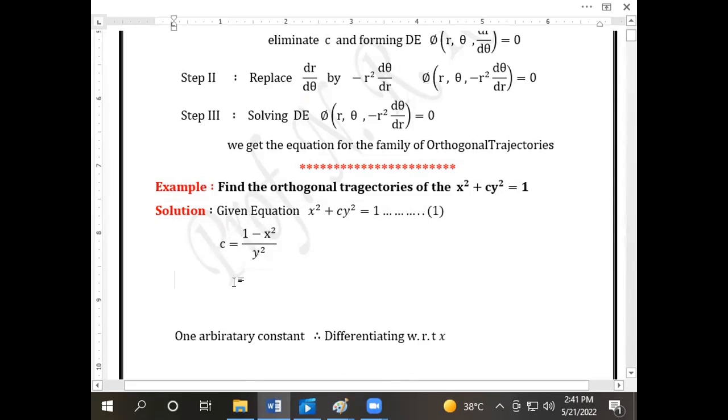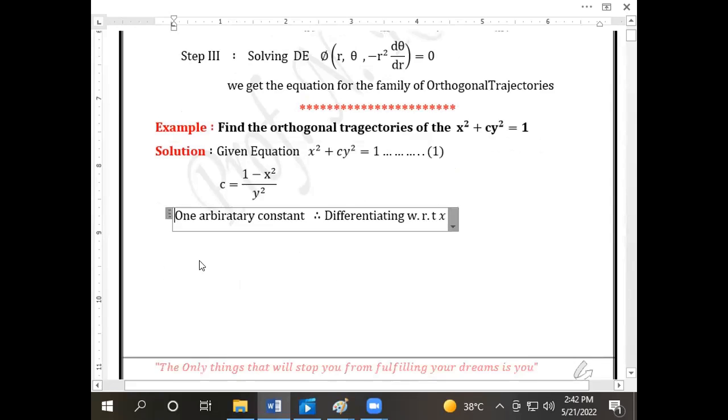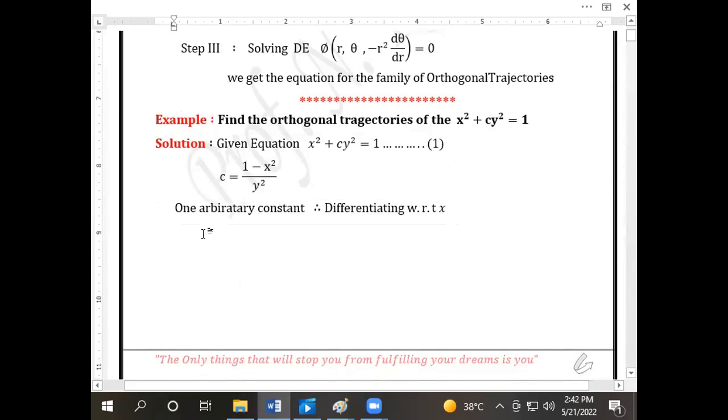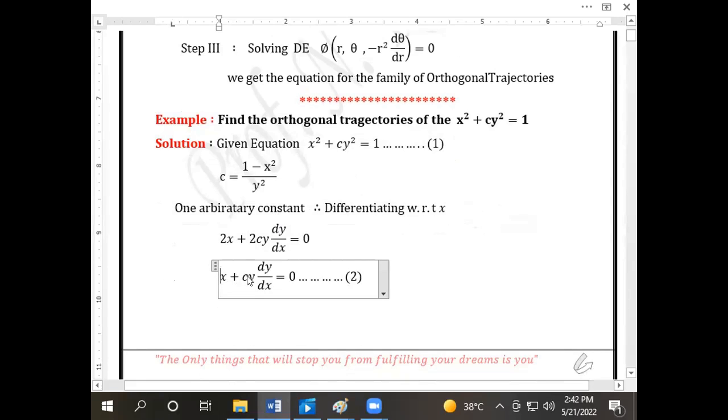So differentiating equation number 1 with respect to x, we get the derivative of x square is equal to 2x. The derivative of y square is 2y, and again y depends on x, so it becomes dy by dx. And the right hand side is 1, whose derivative is 0. From this equation, we can take 2 common and make the cancellation. So we get x plus c y dy by dx is equal to 0, equation number 2.